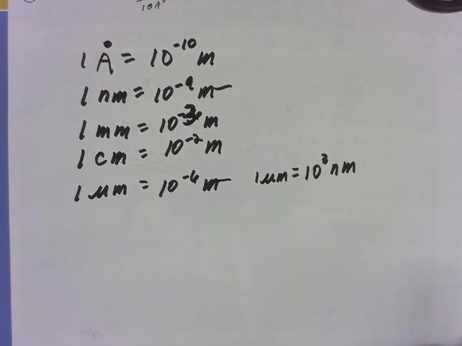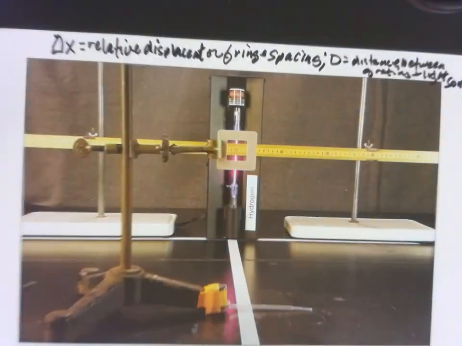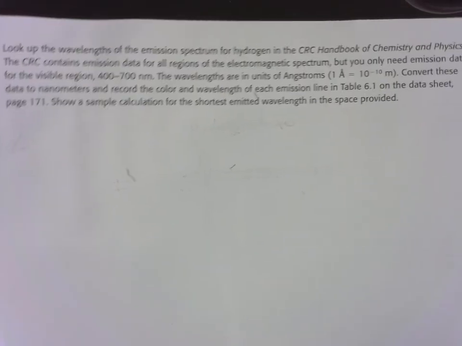So let's look at our problem. The first problem I want to do is the last problem, because I think it's the easiest one. So we will do number 4 on the back of your sheet first. Turn your sheet over, and we'll do number 4.